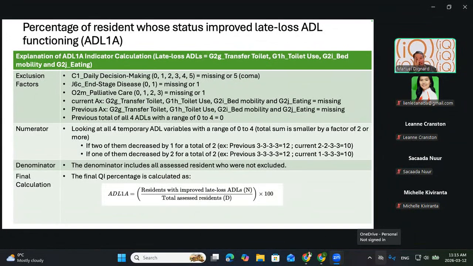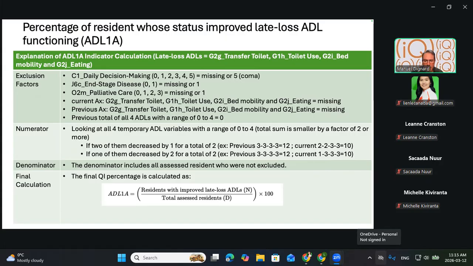Now here we're focusing on improvement in late loss ADL functions. So these are among the last abilities to decline. Okay, so we're talking about toilet use, bed mobility, transferring on a toilet, and eating. So they're all essential for maintaining dignity and quality of life.